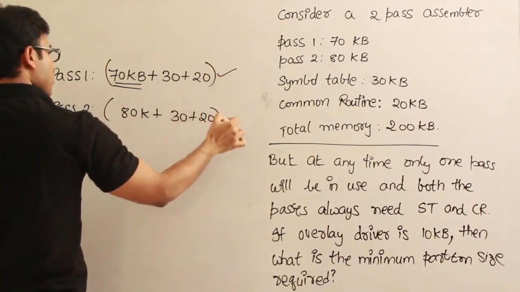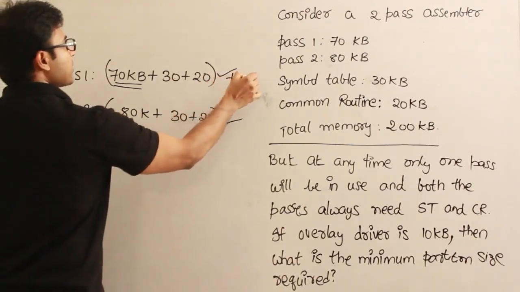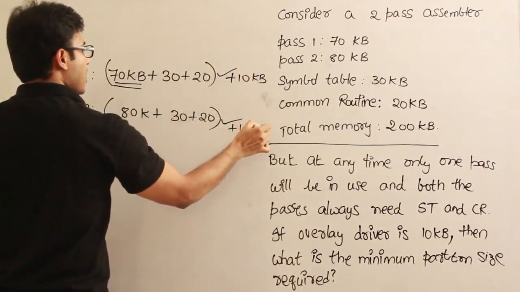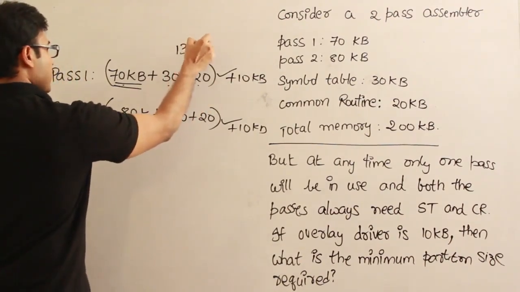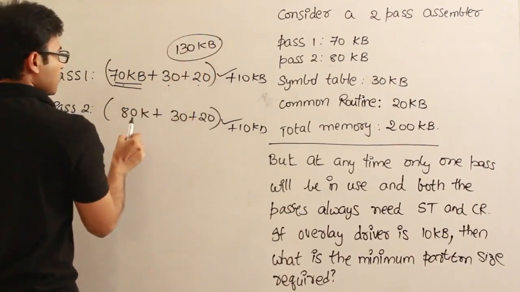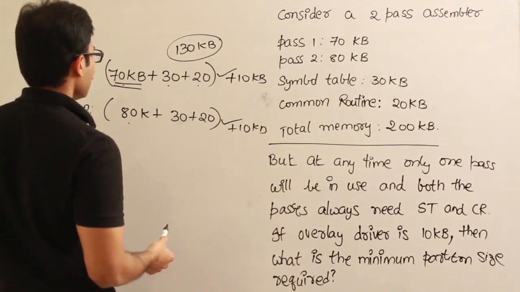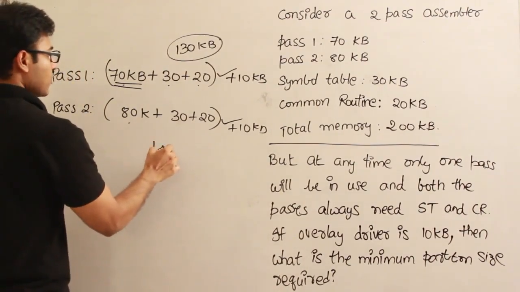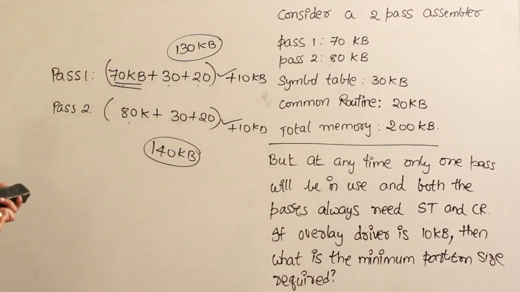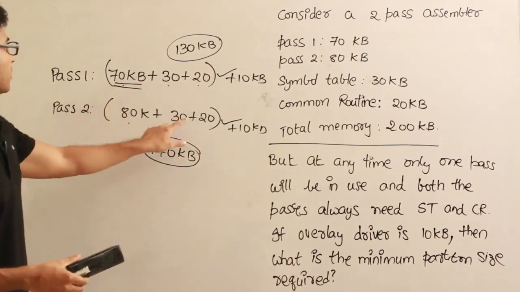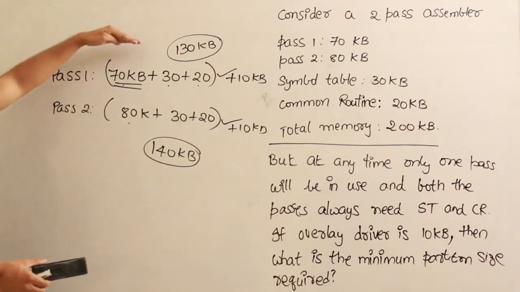So whether you are in pass 1 or in pass 2, you are supposed to use the driver, right? And the driver size is going to be 10 KB. Now add all this: 70 plus 30, 100, 100 plus 20, 120, and 130. So pass 1 requires 130 KB, and pass 2, 80 plus 30, 110, 20, and then 10, 140 KB, right? So how much memory do you need in total? Either 130 or 140.